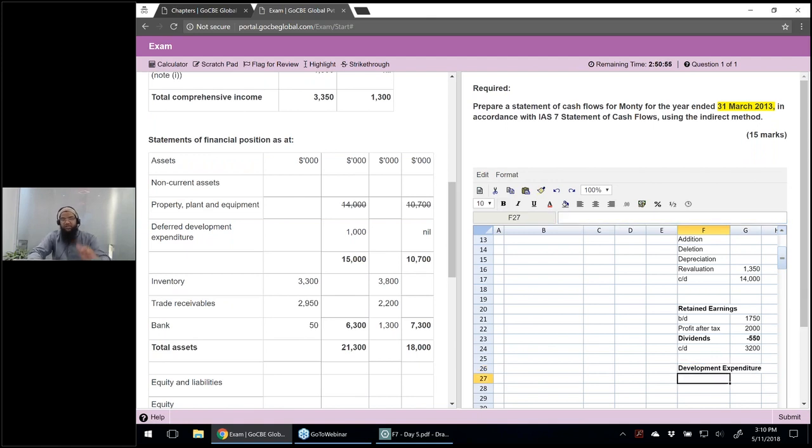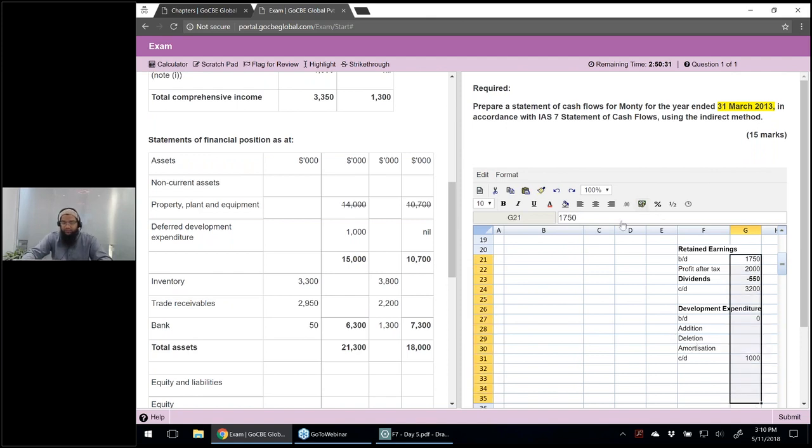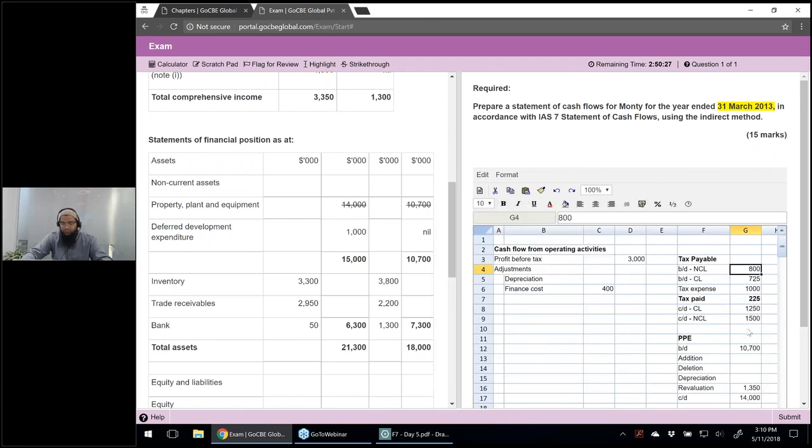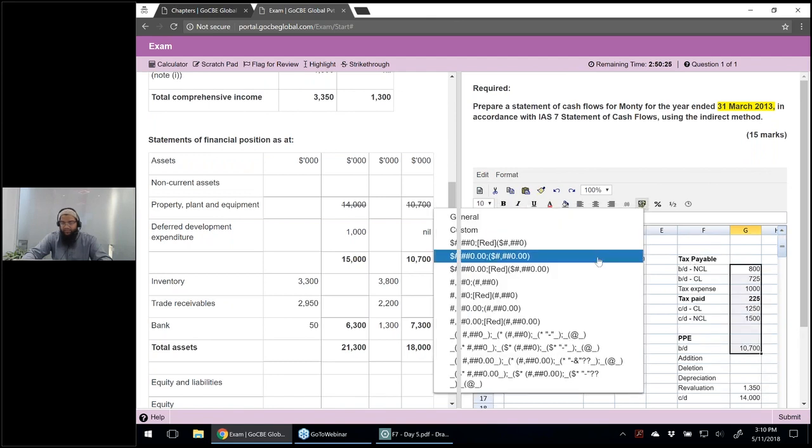We should know the reasons of movement of every item in the balance sheet. So we do not know what will be there, but we can say that there can be some addition, there can be some deletion, there can be some amortization, and then the carry down. These are the normal values which are possible. So 0 in the brought down and 1000 in the carried down. Applying some formatting.